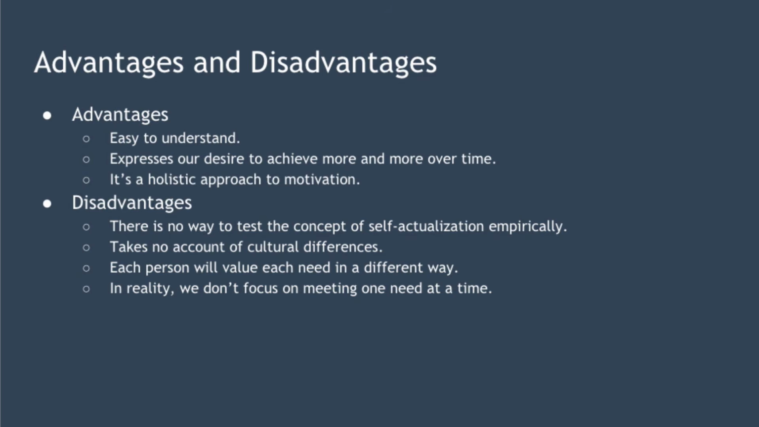So, for example, Van Gogh self-actualized through art, but lived in poverty for his whole lifetime. This calls into question the need to move up the hierarchy one step at a time. Now, in reality, we typically don't focus on meeting one need at a time. Instead, we seek to satisfy many needs at the same time.